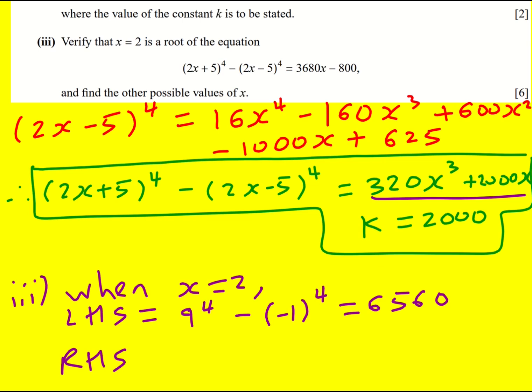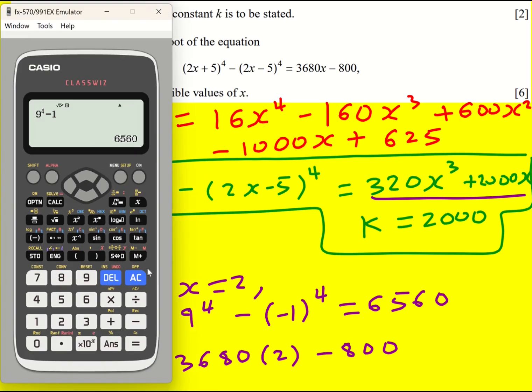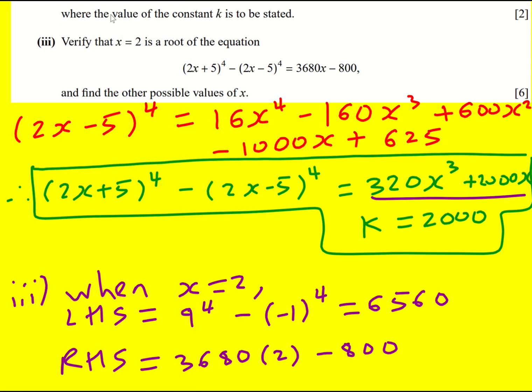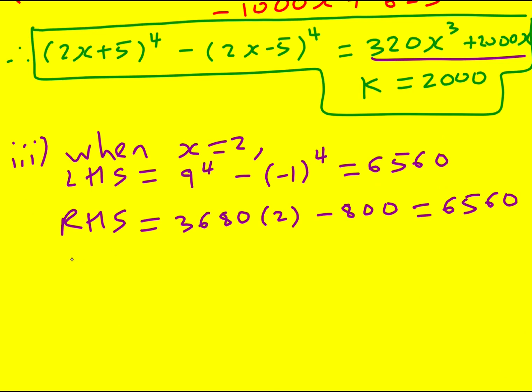The right-hand side is then going to equal 3680 times 2 minus 800, which we're expecting to be exactly the same thing. Six five six zero equals the left-hand side. Therefore, x equals 2 is a root.